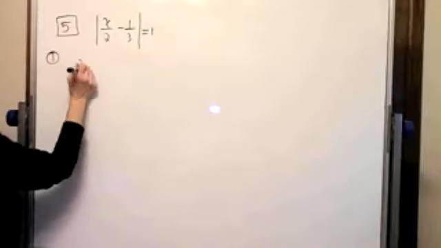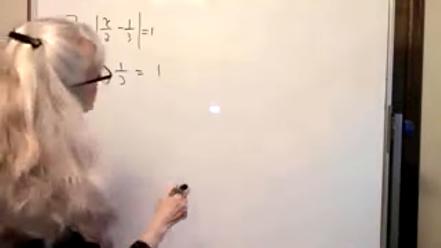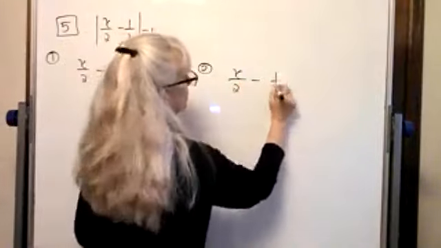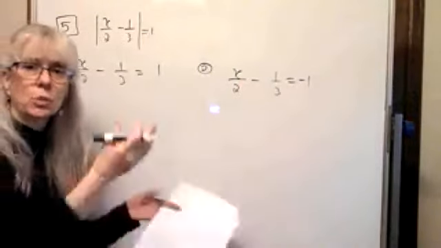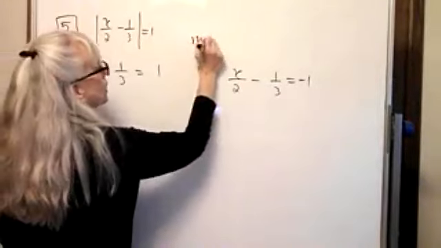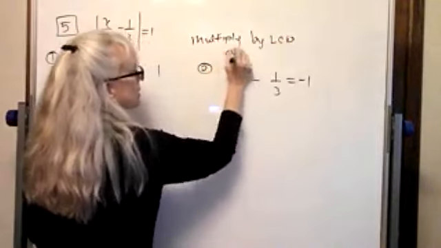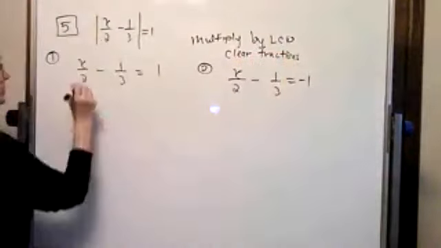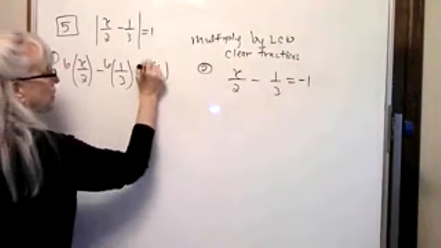So equation 1 would be x over 2 minus 1/3 equals a positive 1. We'll immediately write that second equation: x over 2 minus 1/3 equals a negative 1. Then we're going to multiply everything by the common denominator to clear the fractions. We'll work one and then go back and work the other one. The common denominator this time is a 6. So we're going to multiply by the LCD, and again, that's in order to clear those fractions and not deal with the fractions. Just a good habit to develop. We'll multiply this term by 6, the next term by 6, and finally the other term by 6.